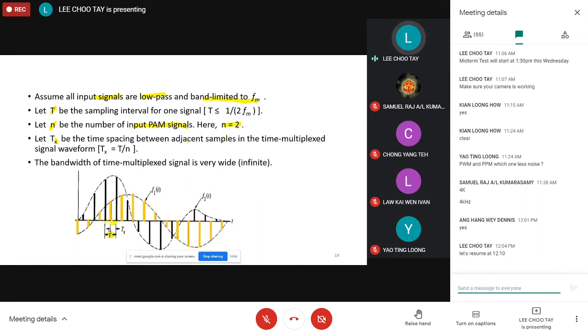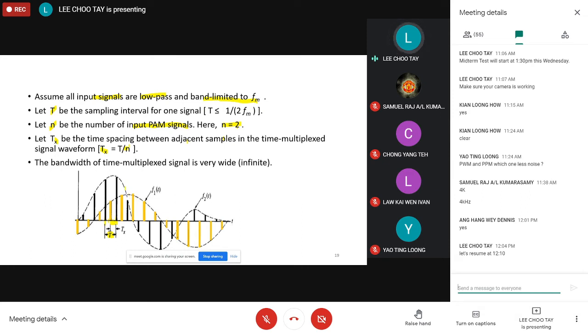Adjacent samples means the 2 samples, one sample coming from signal number 1, the other sample coming from signal number 2. So the time spacing between these 2 adjacent samples is Tx. So Tx is given by T over N. Because between this time T, we have to sample 2 signals. Therefore, the spacing between 2 samples is just T over N. Tx is equal to T over N.